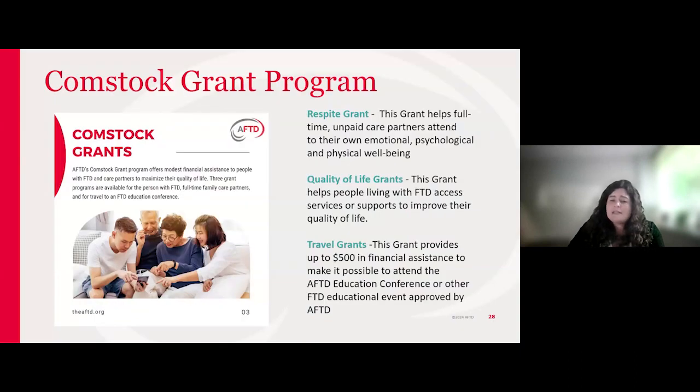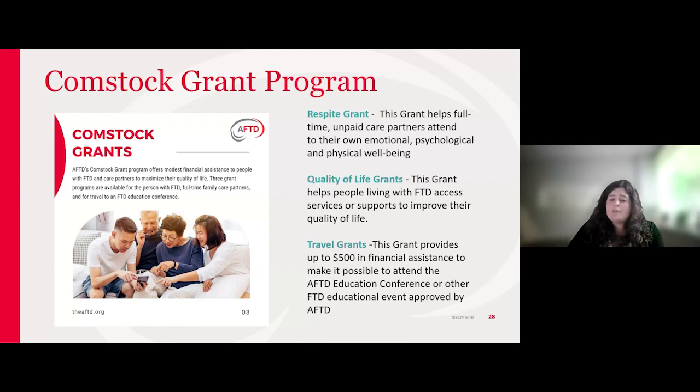In addition, AFTD has a grant program. If someone is diagnosed with an FTD ALS diagnosis, they have to have the FTD part of it, they are eligible to apply for these grants. We have a respite grant that helps full-time unpaid care partners attend to their own emotional, psychological, and physical well-being. So you can actually use this respite grant to pay for somebody to come into the home to help care for your loved one, or you can use it for mental health support for yourself. Some people use it for yoga or other caregiver support mechanisms.